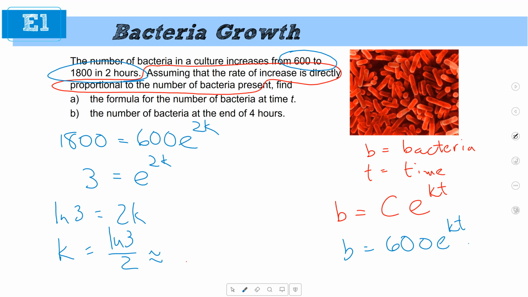Somebody tell me what that's about equal to. Maggie? 0.54. Give me 3 decimal places. 549. Thank you. This is no good to me. Even though it's 3 decimal places, it's not going to be accurate enough for an exponential equation.